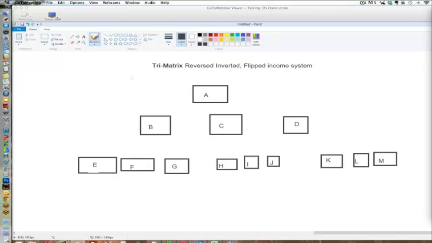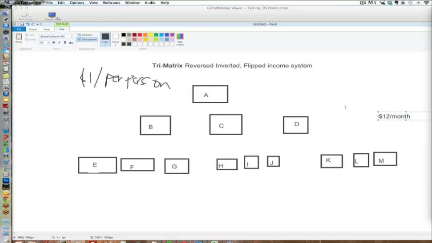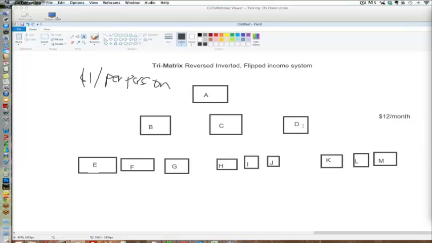A is going to get $1 per person in this matrix, regardless of who referred them. So A in this case is going to get 1, 2, 3, 4, 5, 6, 7, 8, 9, 10, 11, $12 right away per month per person. B is going to get 3, C is going to get 3, D is going to get 3. It doesn't matter who referred everybody. It doesn't matter if A referred nobody beyond B, and it doesn't matter if A even referred B. B might have been referred by somebody else above A in the company. Doesn't matter at all.